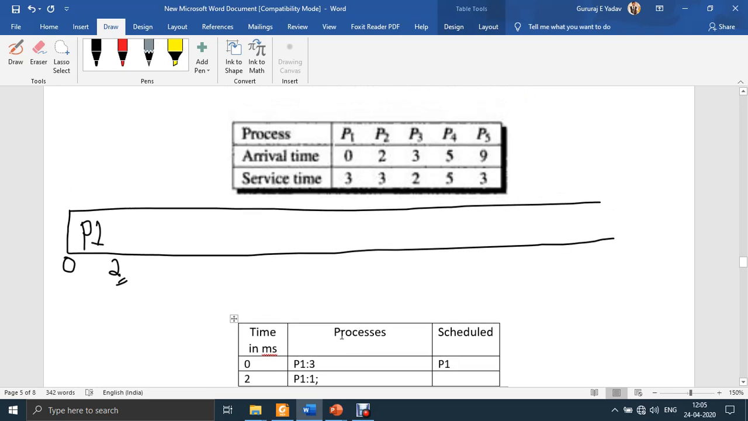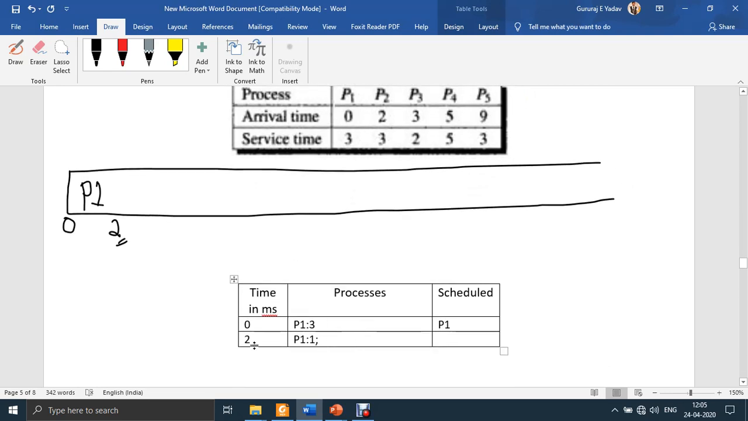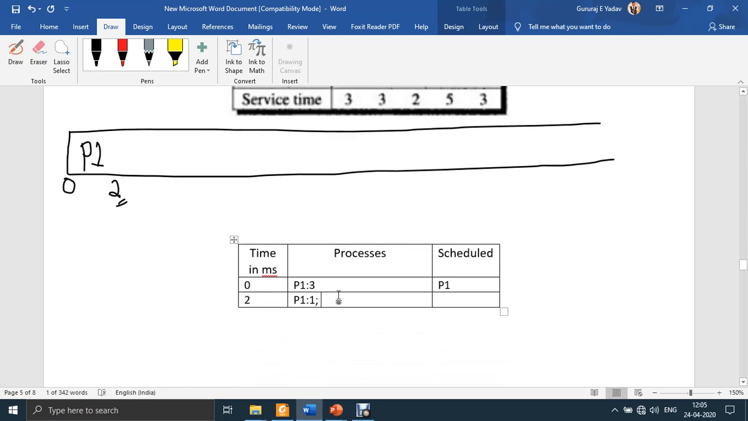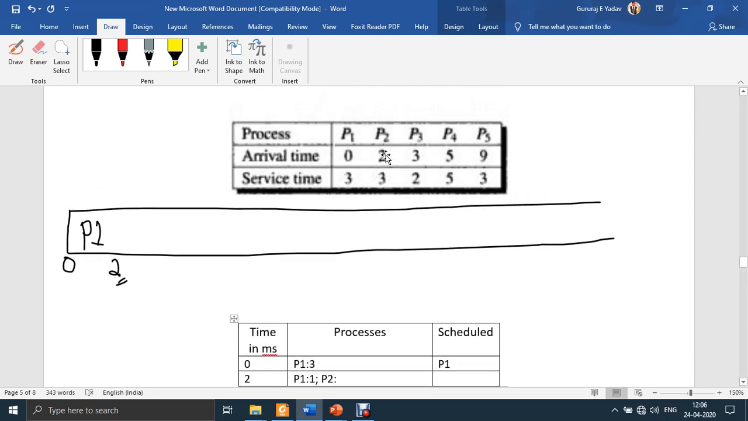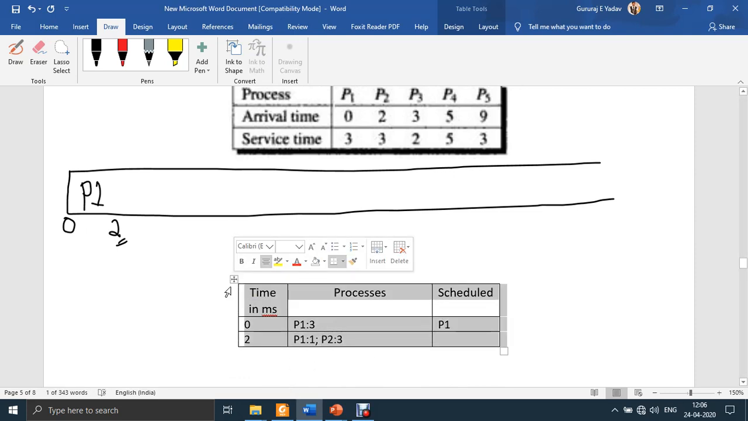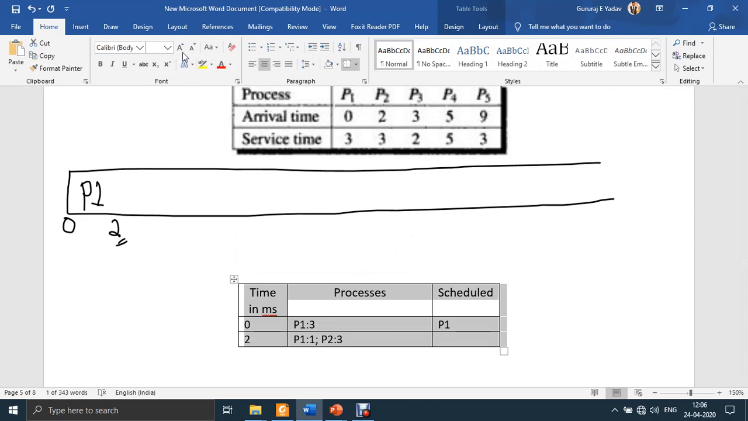So which other process is present at time 2 milliseconds? The new process that is present at 2 milliseconds is P2, because it has arrived at 2 milliseconds. So along with P1, there is one more process present in the system at 2 milliseconds, that is P2. And what is its service time? 3. So its estimated service time, or completion time, is 3. Hope you are getting this. Fine, so I'll increase the font.